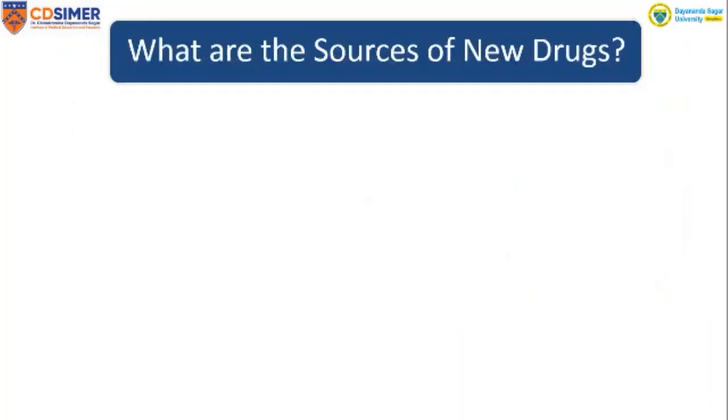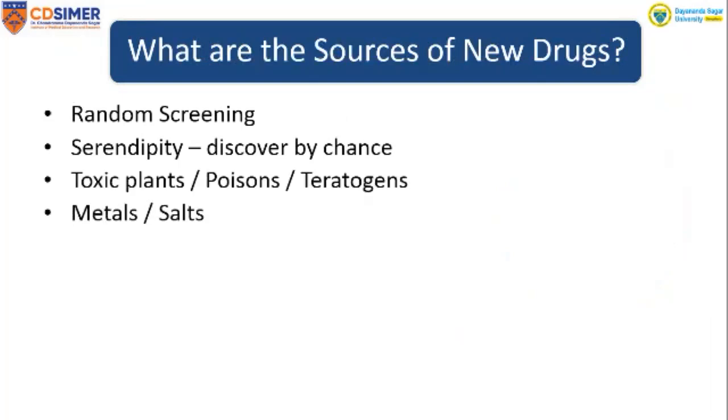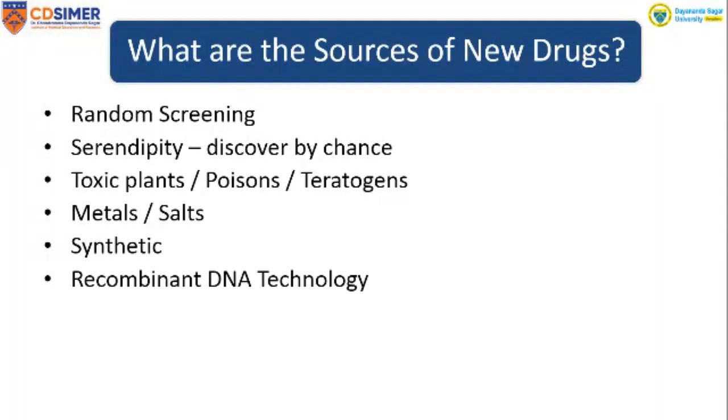So now let me get into the next stage. What are the sources of drugs? You know that random screening, serendipity, then toxic plants. Most of the drugs are toxins. So toxic plants or poisons, teratogens can be very important sources of drugs. And metals and salts are very important sources, like iron, calcium, sodium, potassium. Then some synthetic sources are there.